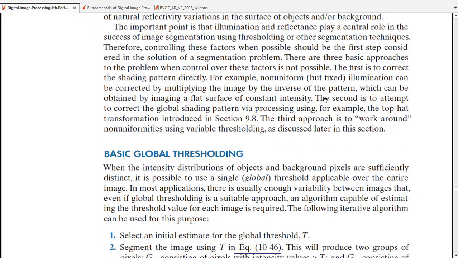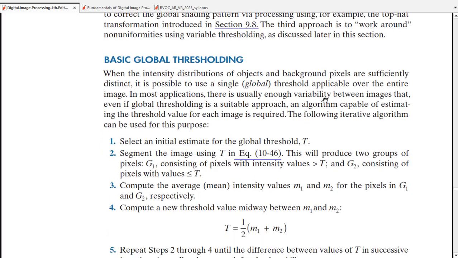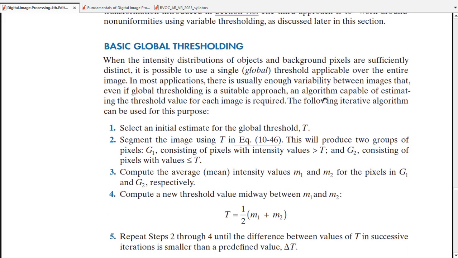Global thresholding is normally analyzed with an iterative algorithm. Select an initial estimate of the global threshold T. Segment the image using T in equation 10.46. This produces two groups of pixels: G1, consisting of intensity values greater than T, and G2, consisting of pixels less than or equal to T.